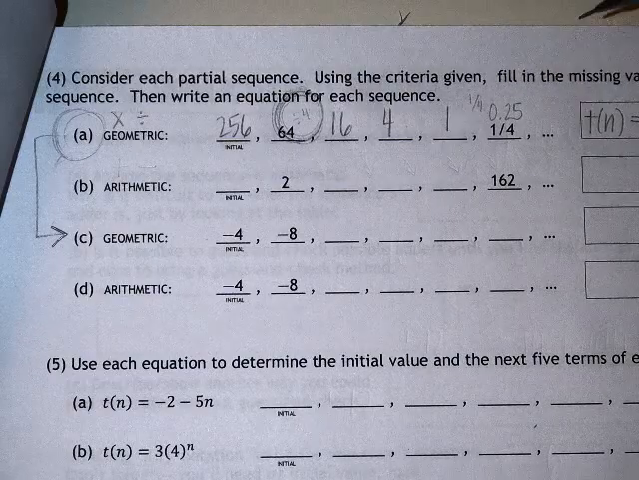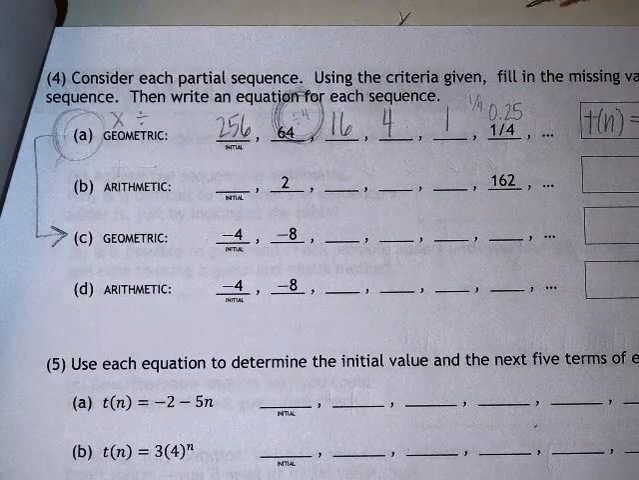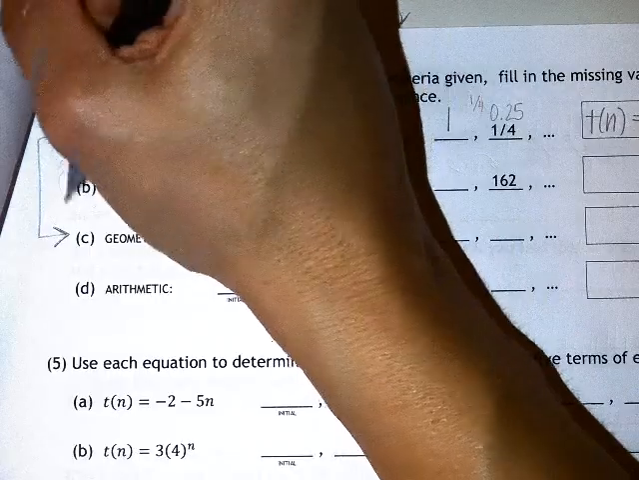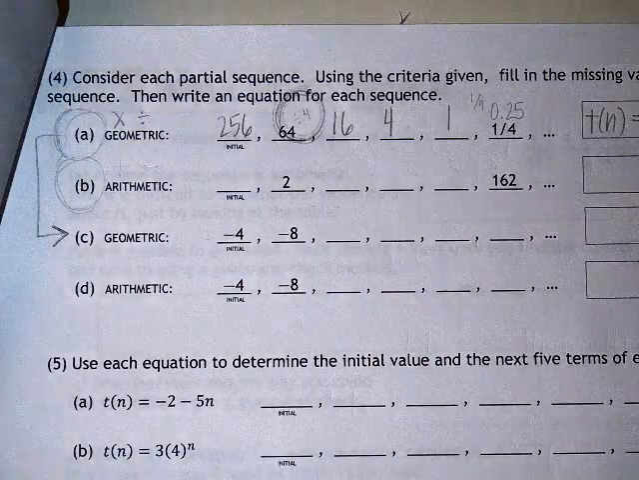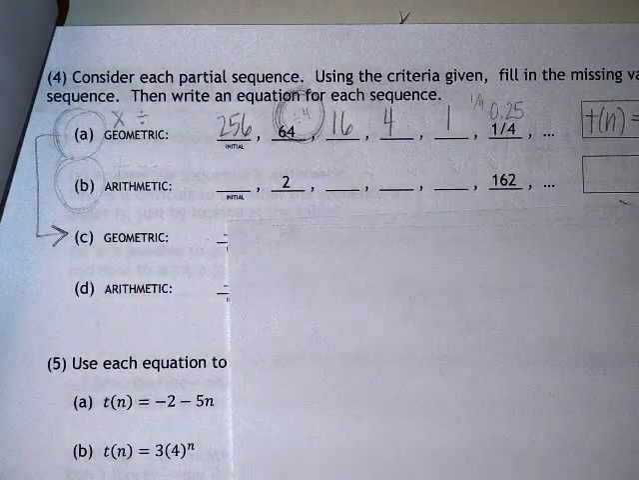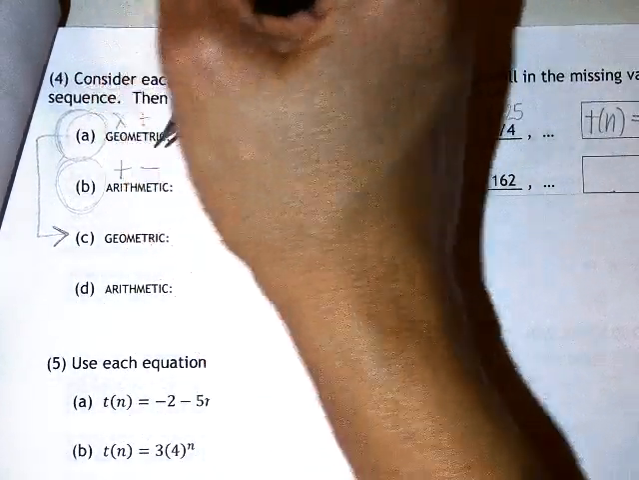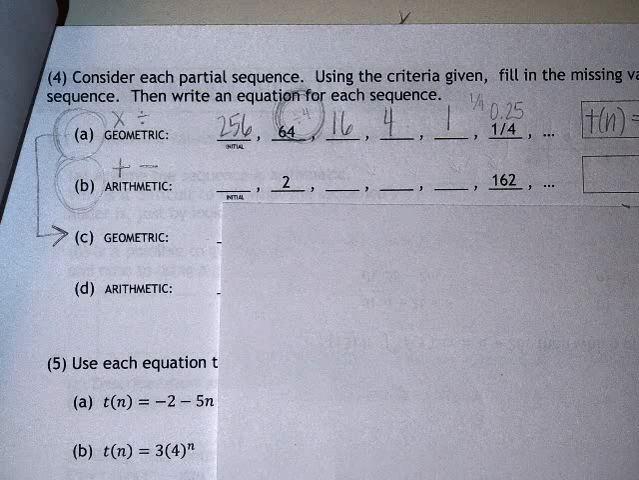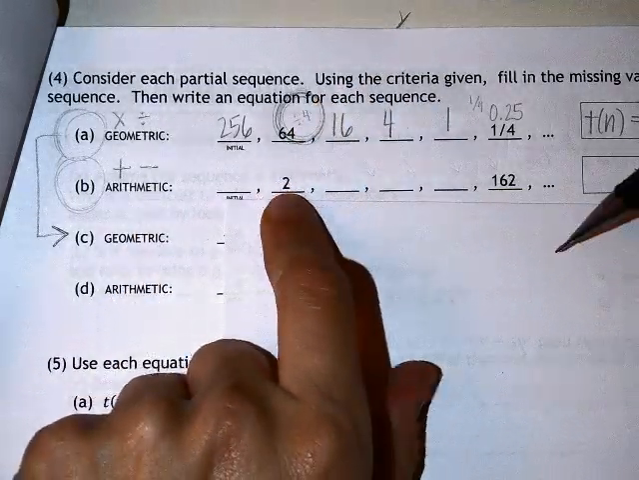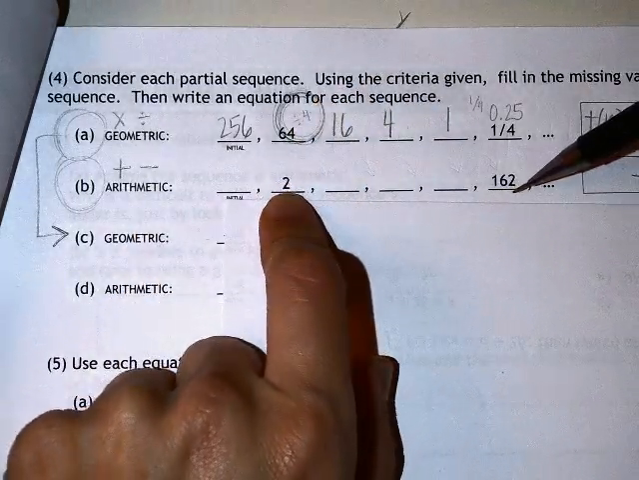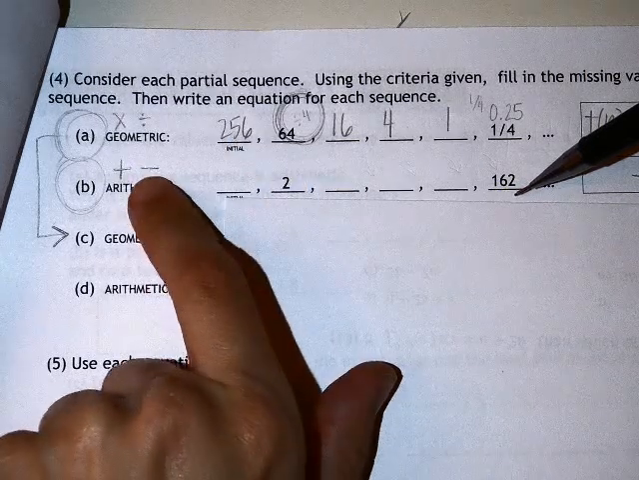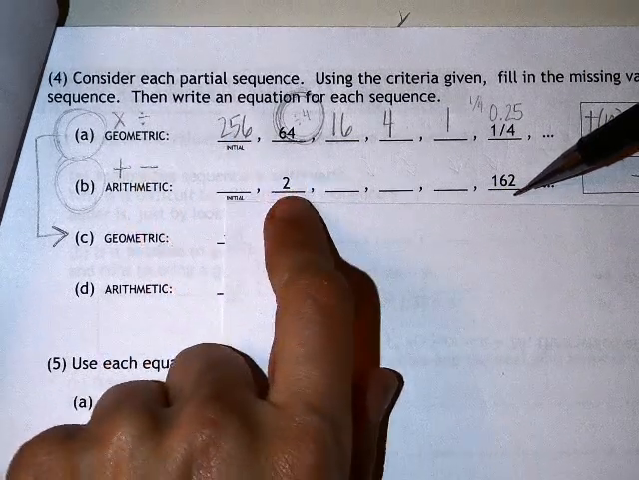Now that you've done a geometric example, I'm going to try an arithmetic example in letter B so that we can have one of each type. In letter B, arithmetic means I'm only looking for possible patterns that could be adding or subtracting. Now I have to go from a 2 to a 162. So instinctively, I'm thinking I must have to subtract. No, that doesn't make sense.